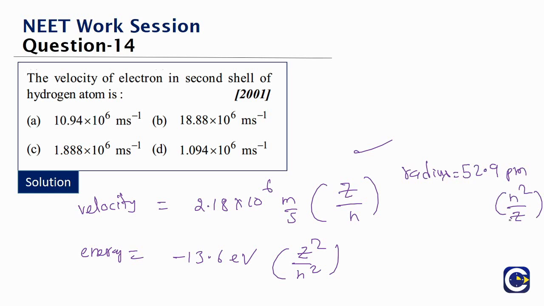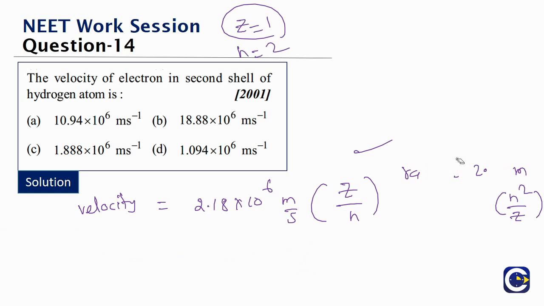What is it? The velocity of electron in second shell of hydrogen. Hydrogen means what? Straight away we are fixing Z equal to 1 because it is hydrogen. Second shell means what? N is equal to 2. Now since we don't require the energy and radius, let us just erase both of them, the energy and radius empirical expressions.